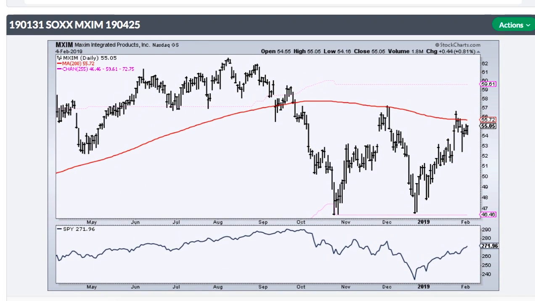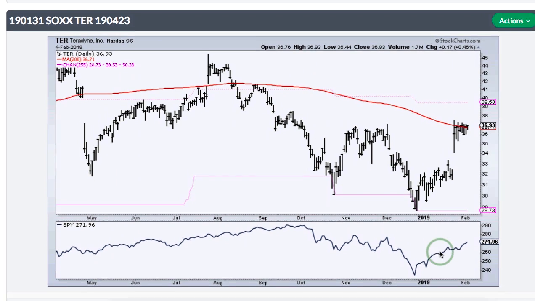Now, Maxim Integrated Products is not in an uptrend, but you can see a double bottom of sorts. And then you have that resistance level there. But just below it, we've got some sort of volatile consolidation, maybe a pennant. So watch for a little breakout at 56 to get this one going for a double bottom breakout.